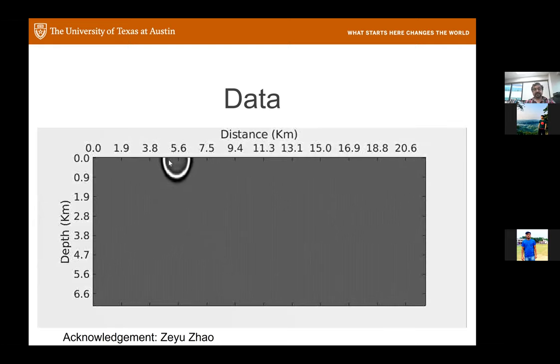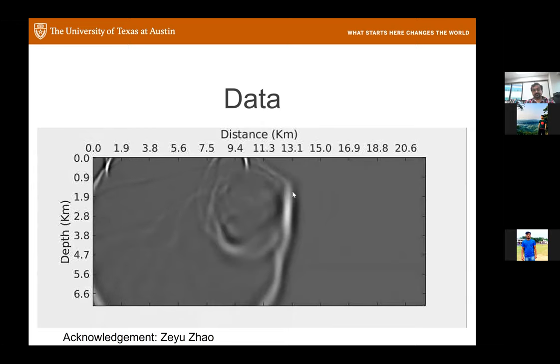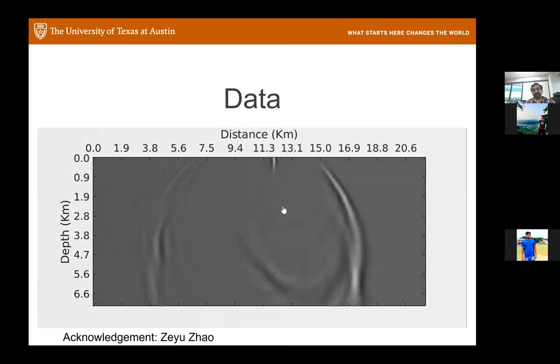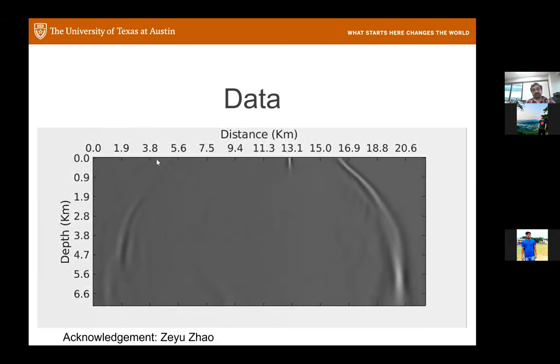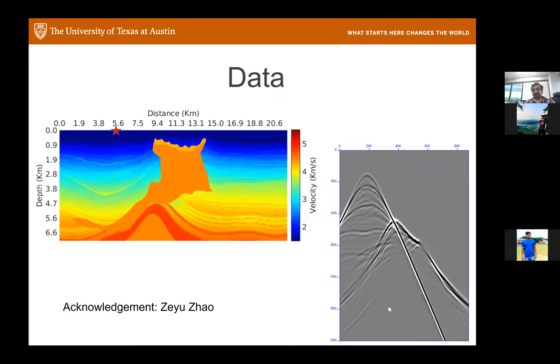So you can see I inject a source here, and the waves are propagating. They're getting reflected from different boundaries. Then from the tip of the salt, there is a diffracted wave that is also propagating. And we have instruments all over the top surface of this model. We collect those, and that's when we get a seismic record like this.